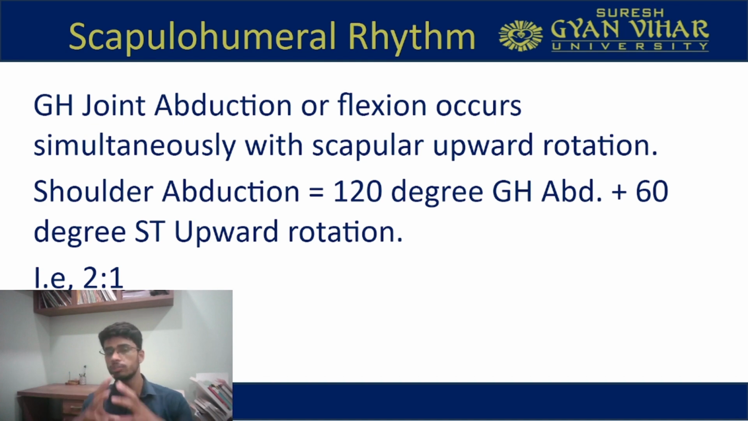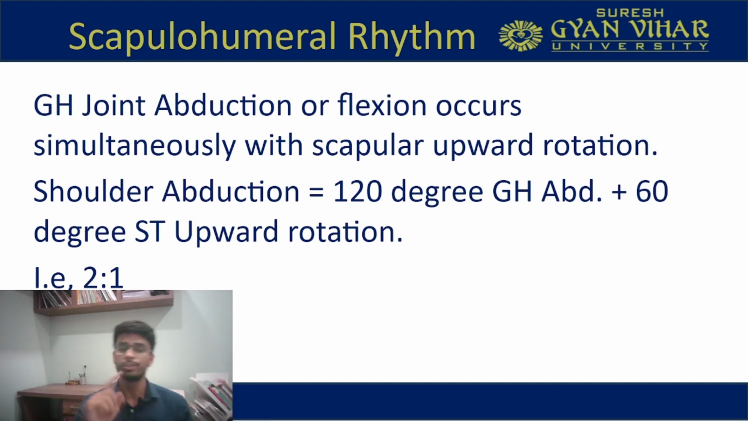The whole range of motion of shoulder abduction is 180 degrees. Out of this 180 degrees, two parts, which is 120 degrees of GH abduction, occur, and 60 degrees of scapulothoracic upward rotation happens. So this is how scapulohumeral rhythm is present in our body.